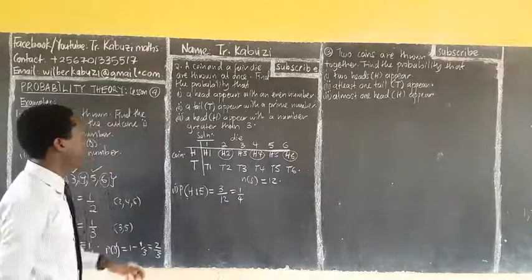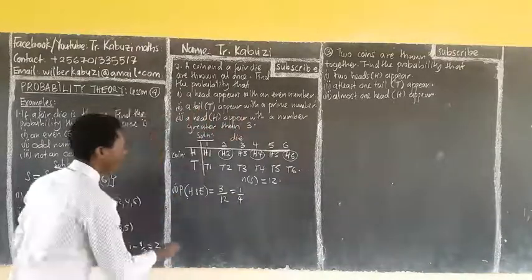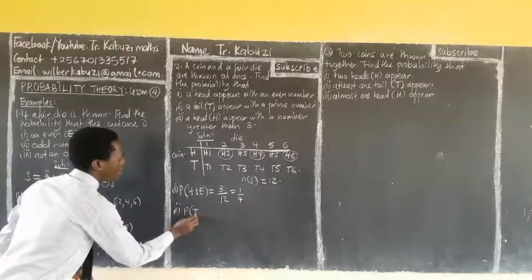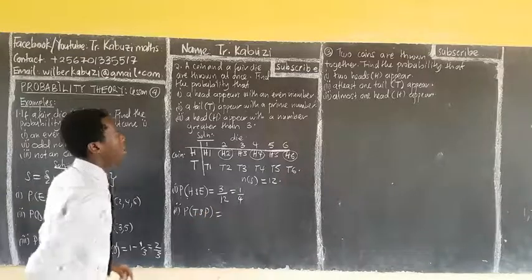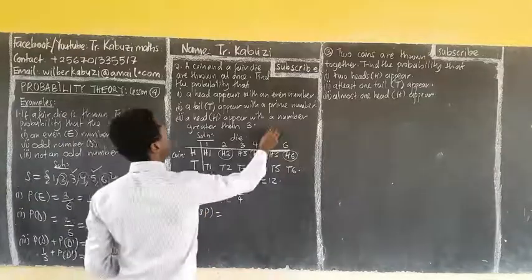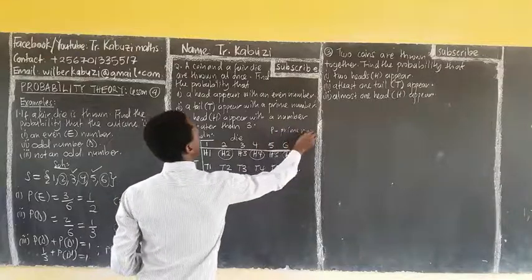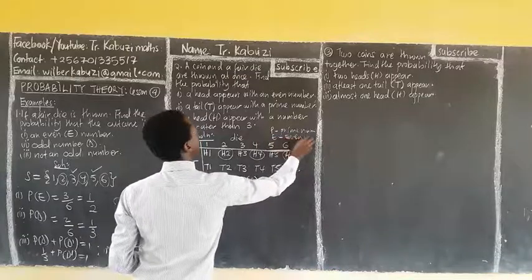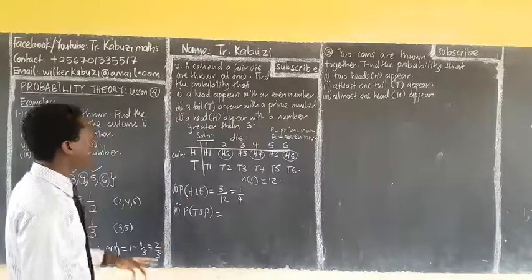Quarter. Then a tail appears with a prime number. So remember 2, probability, a tail, and a prime number. If I call my P prime numbers and E even numbers. Okay. Now let us see a tail and a prime.